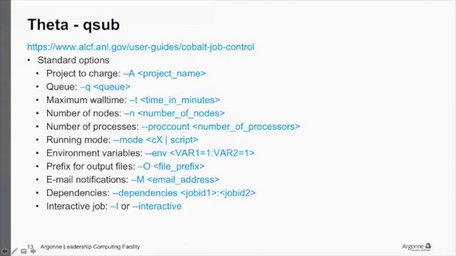Sorry, some of this is a typo from the Blue Gene queue. There's more information on the next slide. But -O to have the file prefix for some Cobalt log files that are generated. If you'd like a notification for your job in email when it starts up and when it completes, you can use -M followed by your email address.